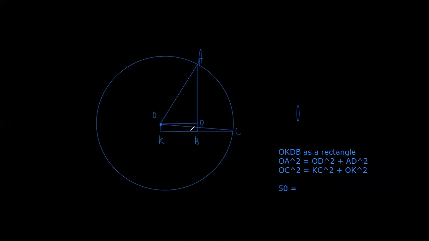Okay, let me put OK as x units, and OD as y units. Since this is a rectangle, DB is also x and BK is also x. Now what you have to find? You have to find the value of x square plus y square, right? X square plus y square. So as simple as that.